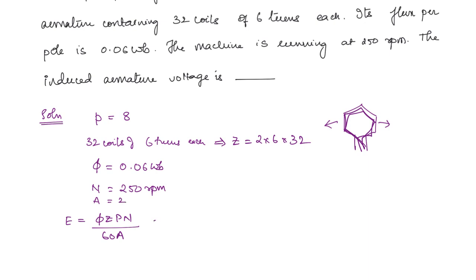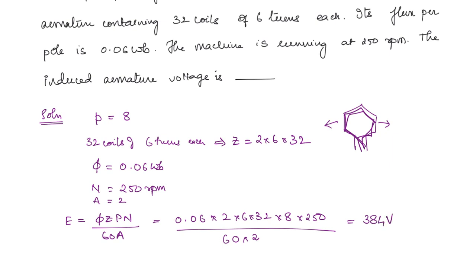Okay. So now we have all of the information. This is 0.06 into 2 into 6 into 32 into 8 into 250 divided by 60 into 2. So if you calculate, you're going to get 384 volt.